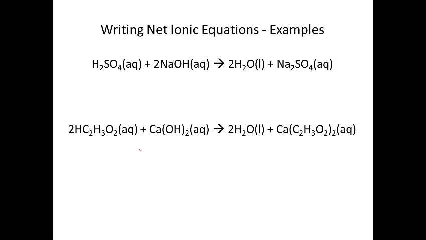All right. So writing net ionic equations examples. Here we're noticing that this is an acid and this is a base, strong acid. So we're going to assume it completely dissociates. And we're going to start with our 2 water molecules. And so we know we get 2 H pluses from our acid plus 2 OHs from our base.